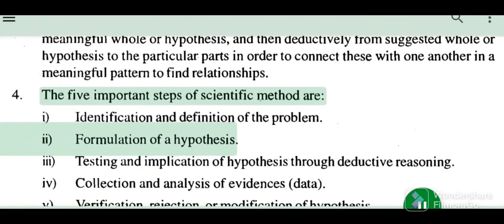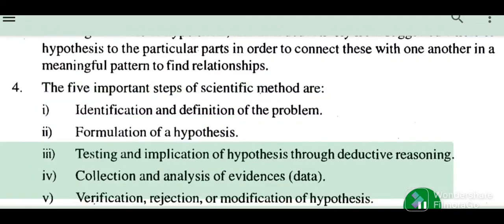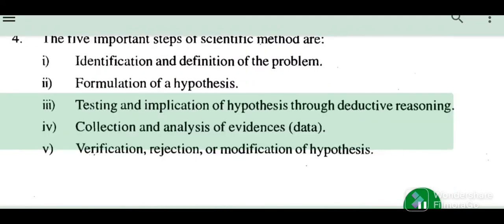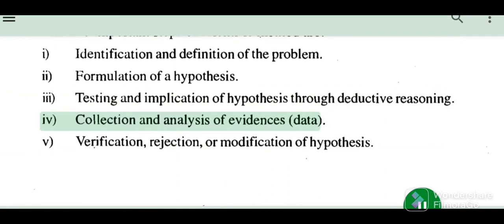4. The 5 important steps of scientific method are: i. Formulation of a hypothesis. ii. Testing the implication of the hypothesis through deductive reasoning. iv. Collection and analysis of evidence data.